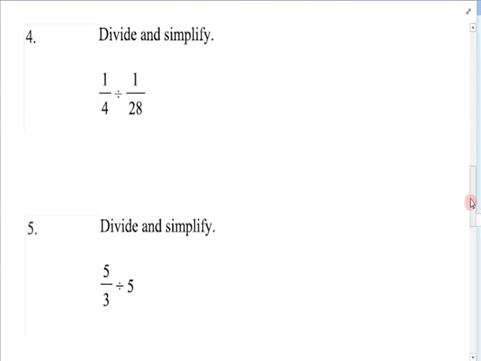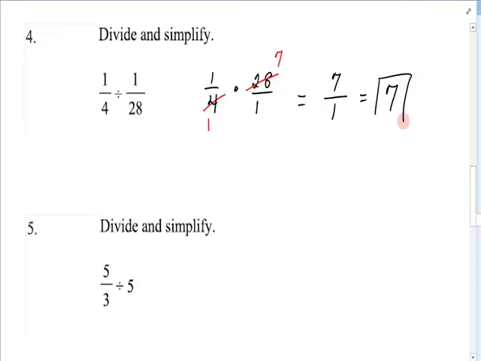Let's keep dividing. Division means keep, change, flip. All right, looking to see if I can reduce. Yes, 4 goes into 4 once. 4 goes into 28 7 times. 7 times 1 is 7. 1 times 1 is 1. I will not leave that as 7/1, but write it as 7.